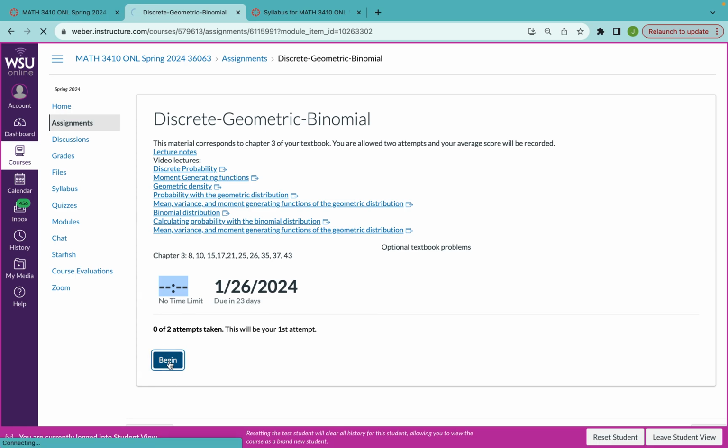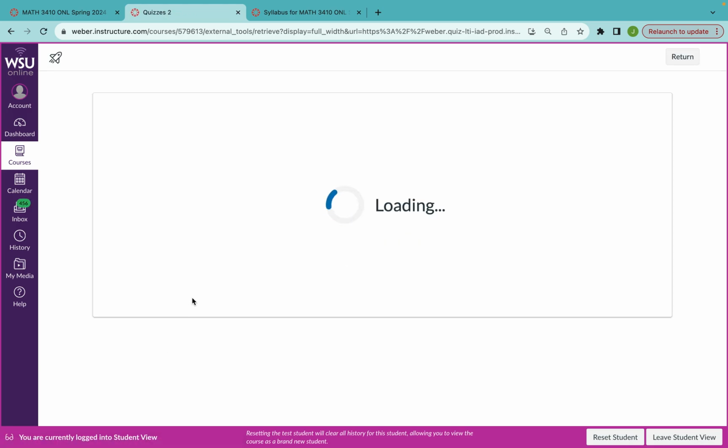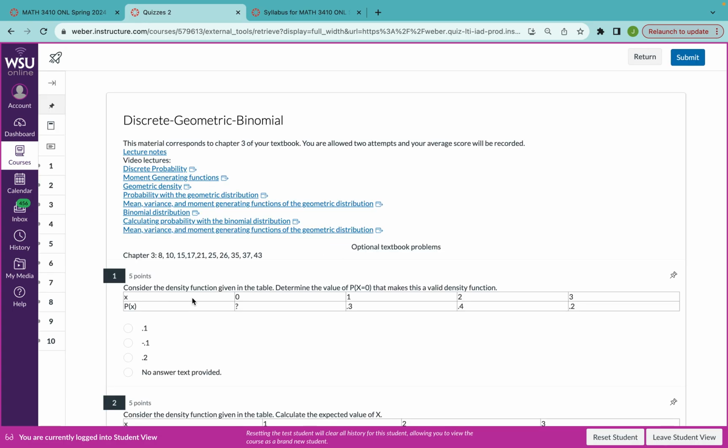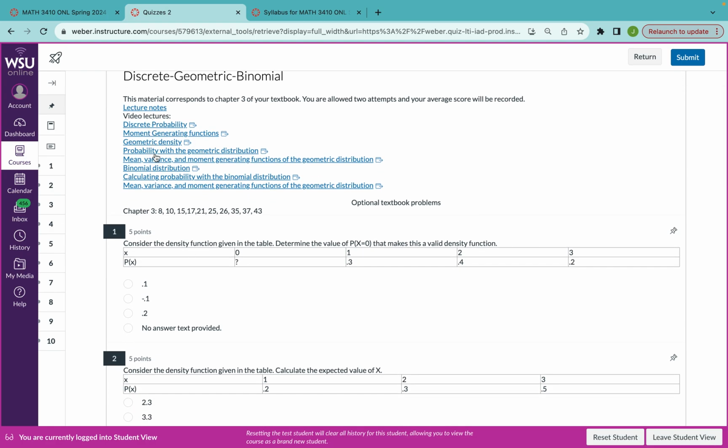Okay, so I'm gonna take this quiz in the student view so that you can see what it's like. Okay, so here you have access to all the lectures, you have the optional homework problems, and then you have your first question. So you have this density table, and you're asked to determine the probability of x equals 0. So we want to know for the value of x equals 0 here, what's the corresponding probability? And you have 3 possible answers. You're asked to select one of these 3. Okay. So that's how the quiz works.